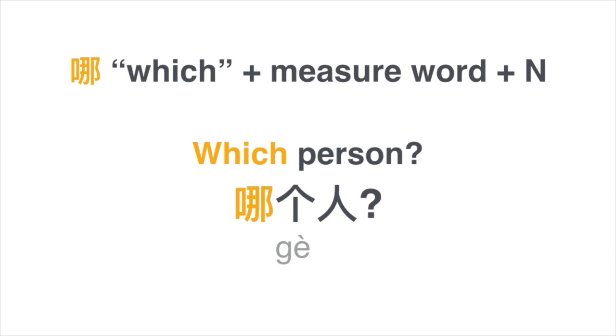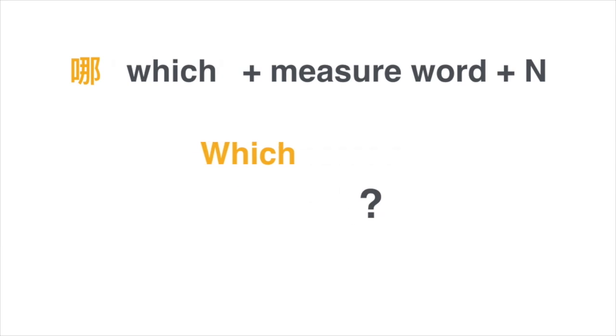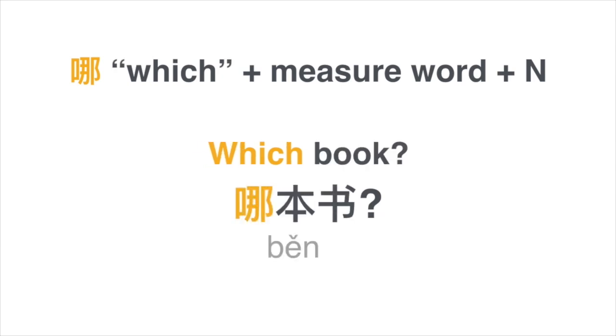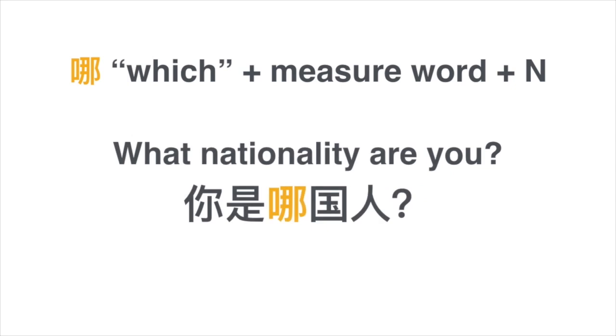You can think of it as like a unit. Okay, 哪个人, like which unit of person. We're going to look at measure words a little bit later. If you're asking for which book, then you need to substitute a different measure word. You need to substitute the word 本. 本 is a measure word for books. It's like which volume of book, okay? Which volume of book? 哪本书? Very good.